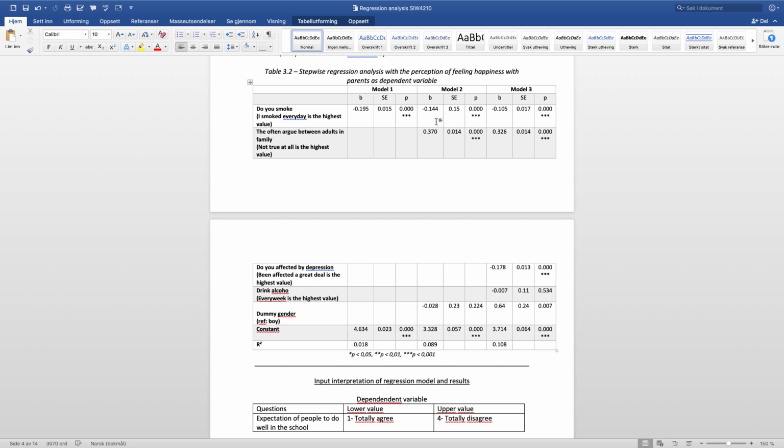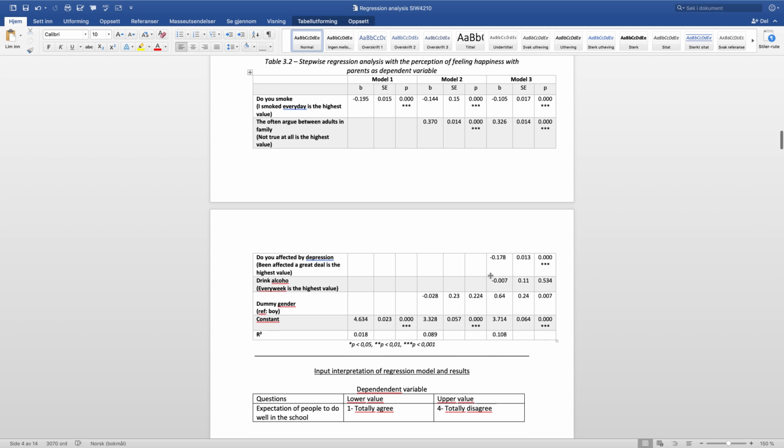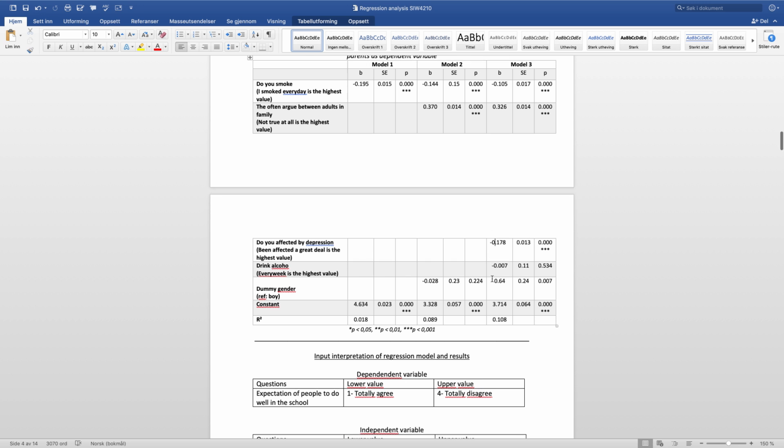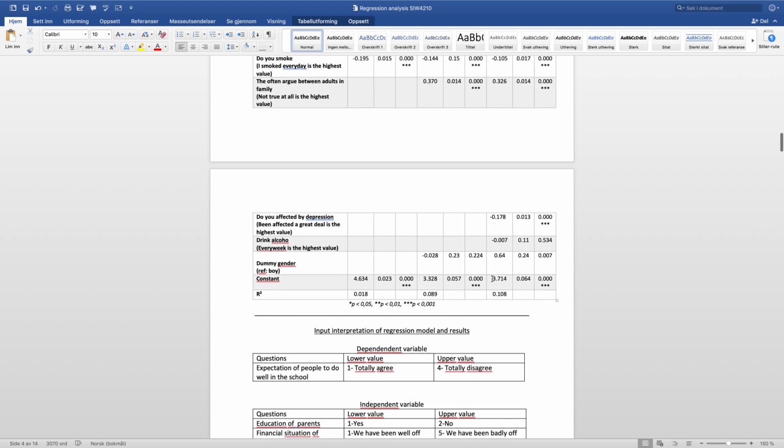So that's why some of you ask, okay, why does the coefficient go down when I include more variables? Well, it's because you add more pieces of the puzzle. Those who smoke might also be more depressed, and when you control for depression, the effect of smoking goes down, because you see that those who are more affected by depression, they are also less happy with their parents. And I'm not going to say like when you go one scale unit up on depression, the dependent variable decreases by 0.178 scale units, because I mean this is the same all over again. So it's the same as you go one up, what happens with the dependent variable.